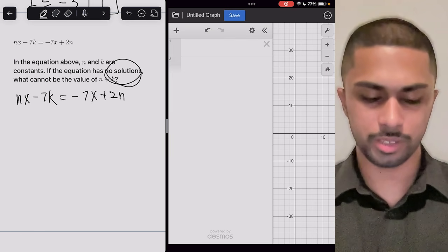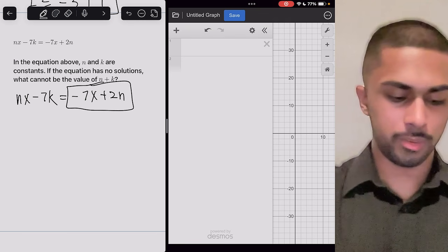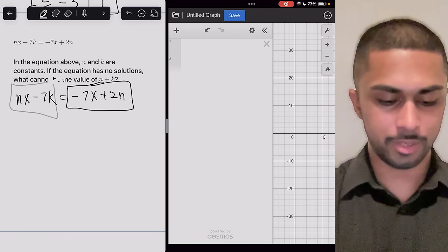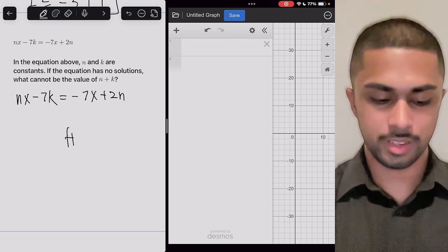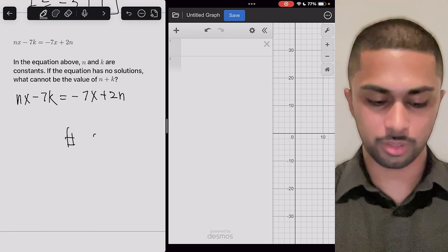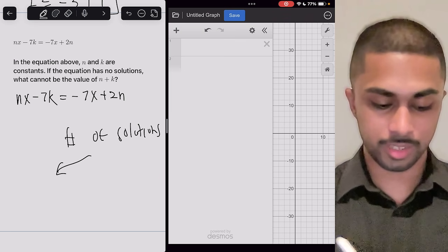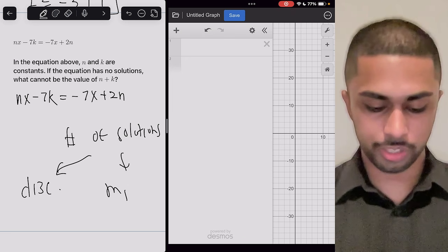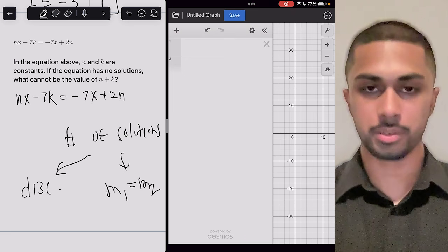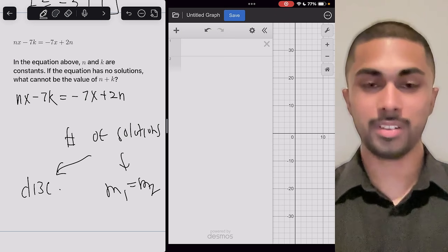So the equation has no solutions. What can we think here? Anytime you see no solutions on the SAT, anytime you see the number of solutions on the SAT, you need to remember this. It's either a discriminant question or you're setting the slopes of two lines equal to each other every single time.